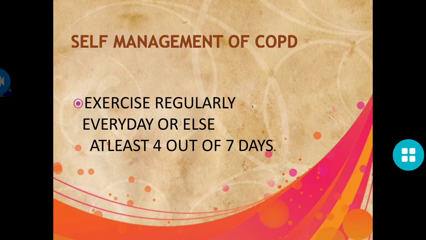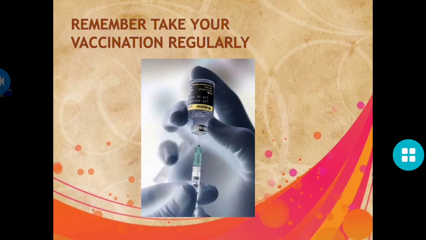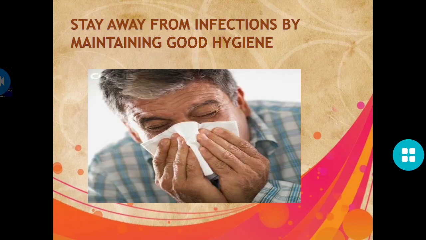Self-management of COPD. Exercise regularly every day, or else at least 4 out of 7 days. Remember, take your vaccinations regularly. The vaccination is mentioned here because there are some vaccinations we have to take in severe COPD. These are also called pneumococcal vaccines. There are two vaccines, PCV13 and PPSV23. These are recommended for all adults and particularly for COPD patients.